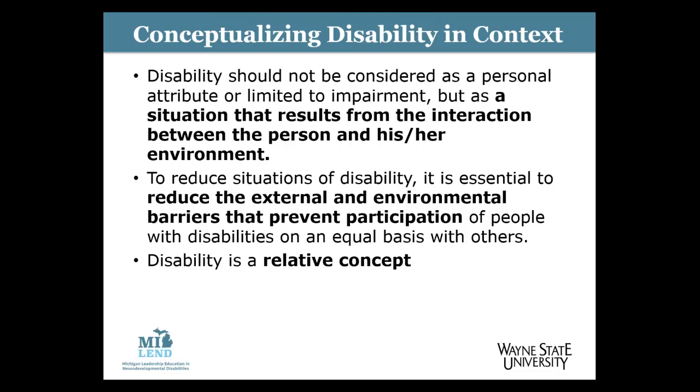So when we talk about being culturally competent and trying to meet that objective that we viewed in the last slide, we know that a core approach to being culturally competent providers is that we consider issues of equity and social determinants of health. It's very interesting when we think about the concept of disability in context. Disability should not really be considered as a personal attribute or even a limit to impairment, but really it's a situation that can arise from the interaction between the person and his or her environment. This is very important because if we're trying to reduce situations of disability and really maximize people's ability, that's going to require that we reduce any of the external and environmental barriers that are preventing people from fully participating on an equal basis with others.